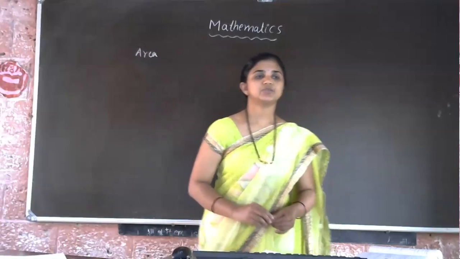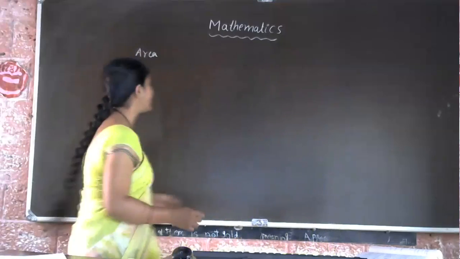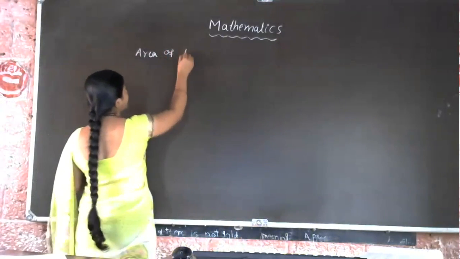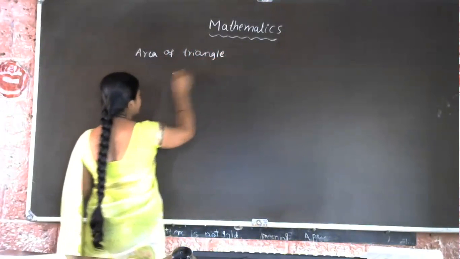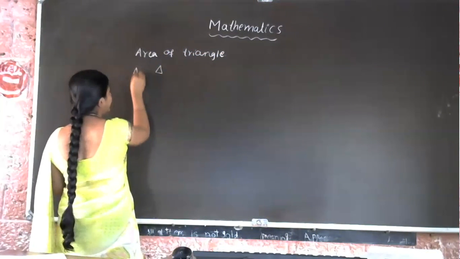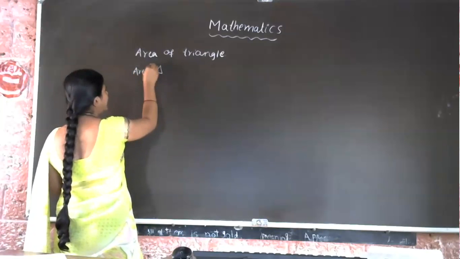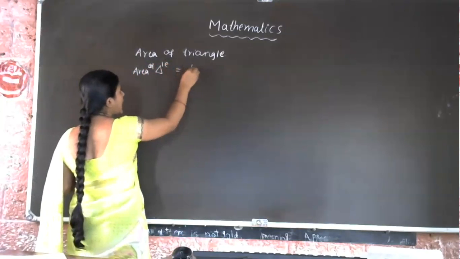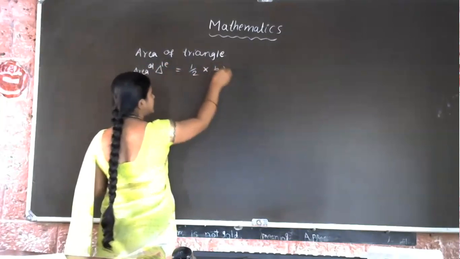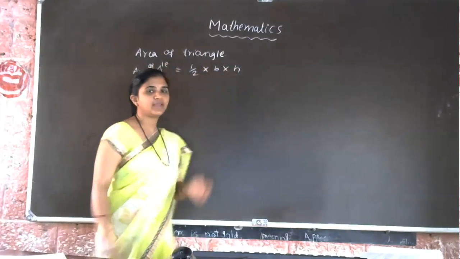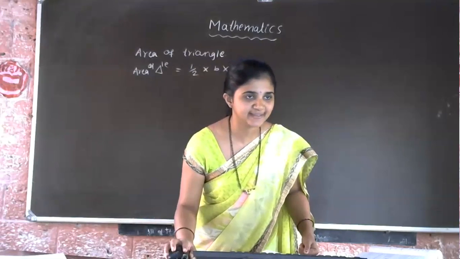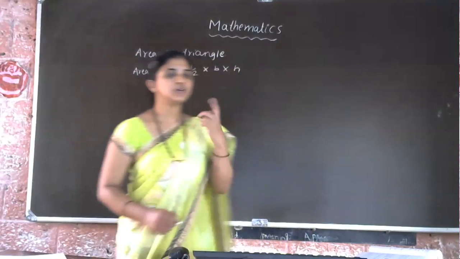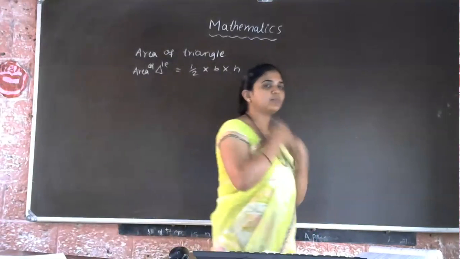Yes, students. Area of triangle. Area of triangle formula you all know, right? Yes, all are sending the message. Area of triangle is equal to half into base into height. You all know area of triangle is half into base into height, right? So half into base into height, this is for the normal triangle.